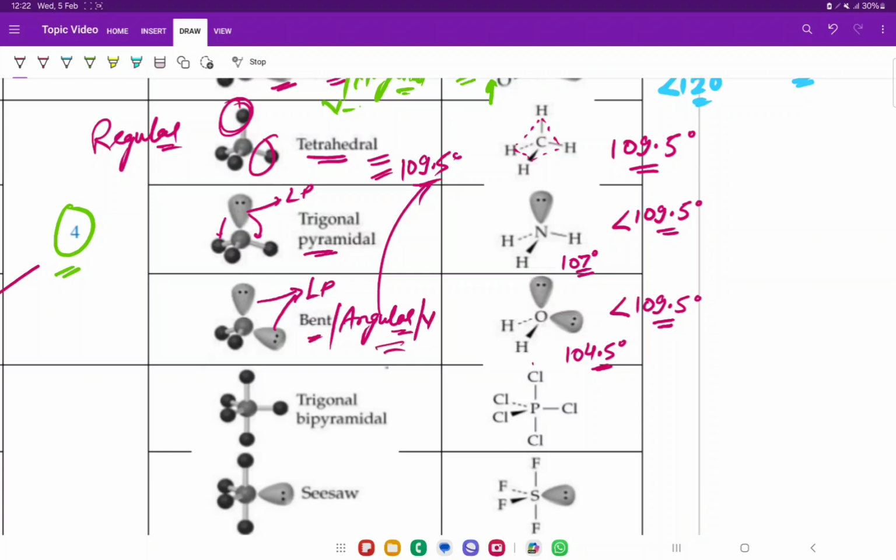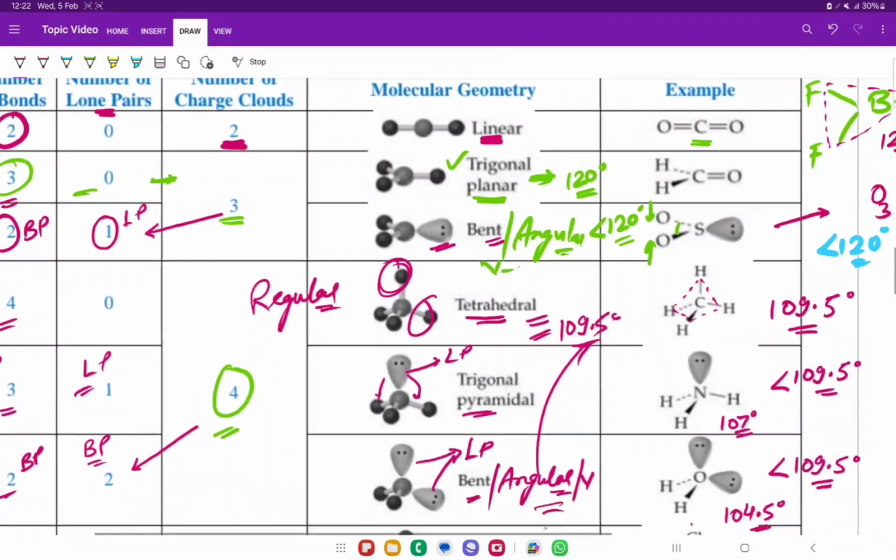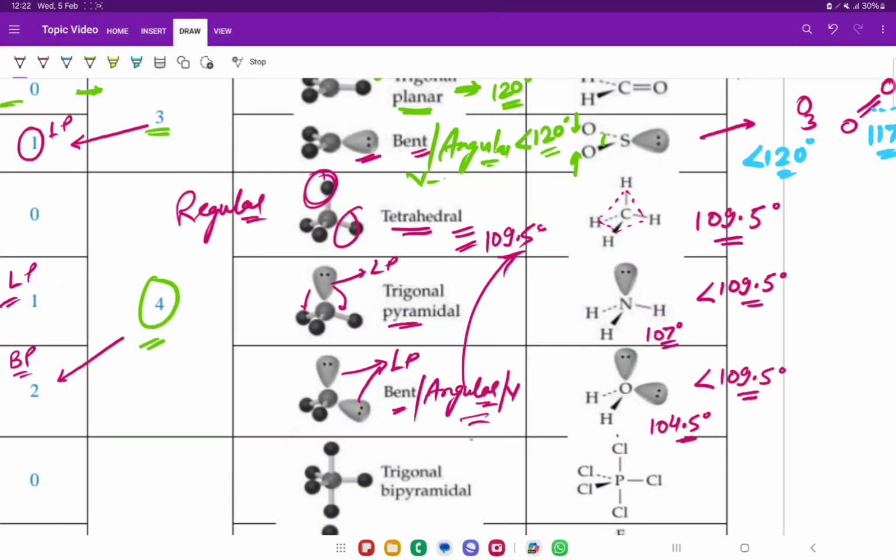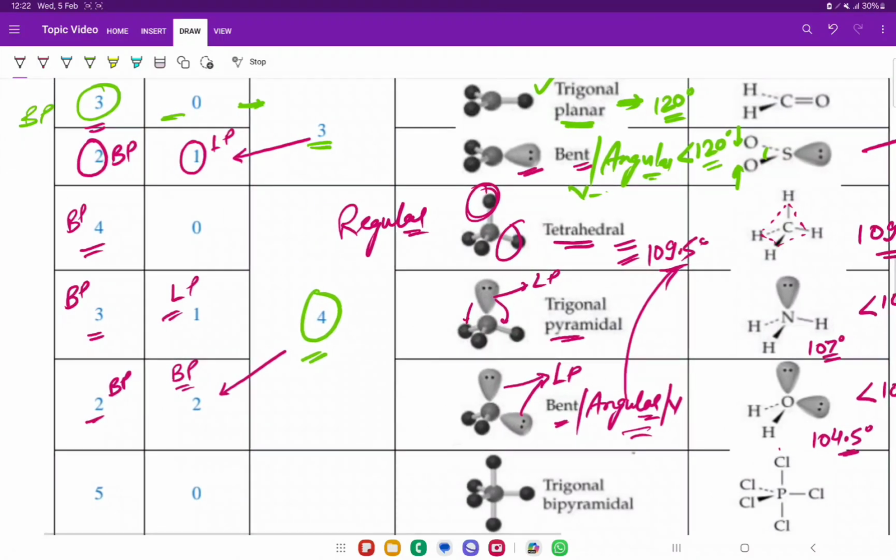Okay, we need not remember these examples. In the coming video, I am going to share a shortcut method for finding out the shape and geometry without learning the examples. Simply we'll make a table of electron clouds, then I can identify how many electron clouds are there, and with the help of that I can predict the shape and geometry of any molecule. We'll do that in the next video.